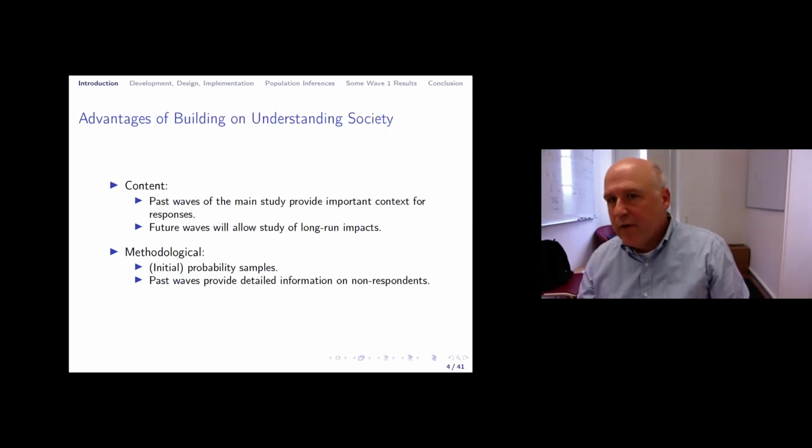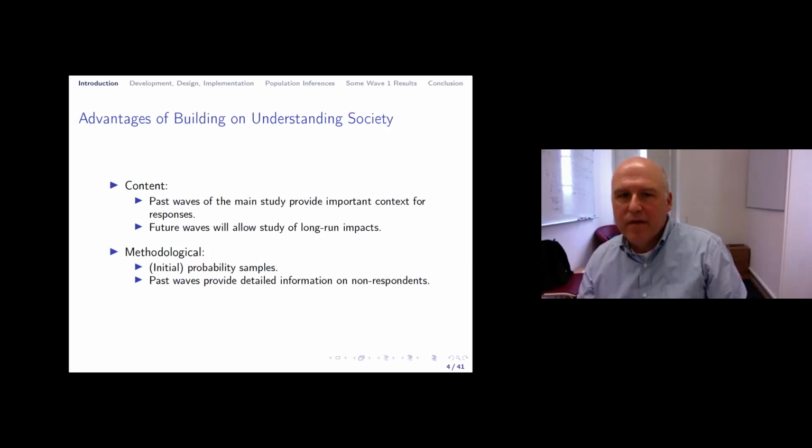As many of you will know, there are a lot of surveys in the field right now. Some of them are one-shot cross-sectional surveys. Some of them are run by the ONS, of course. And some of them are run on convenience samples.